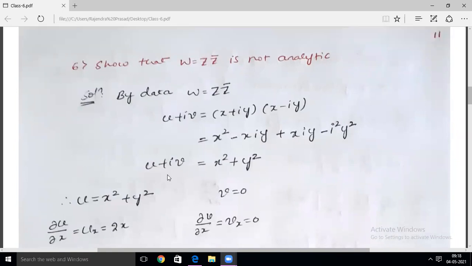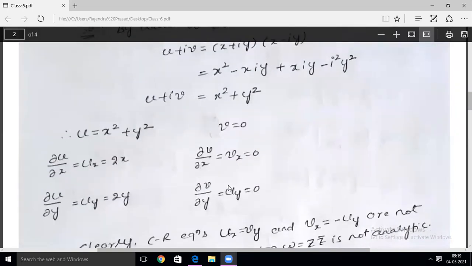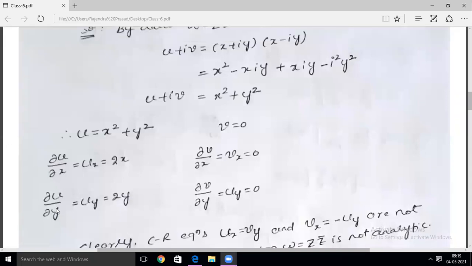See, observe carefully here. We have only real part, so there is no imaginary part. So that's why u is equal to x square plus y square and v is equal to 0. As usual, next step we have to find its partial derivatives, u function with respect to x and y partially, v function with respect to x and y partially. Obviously v becomes 0 because there is no term here.